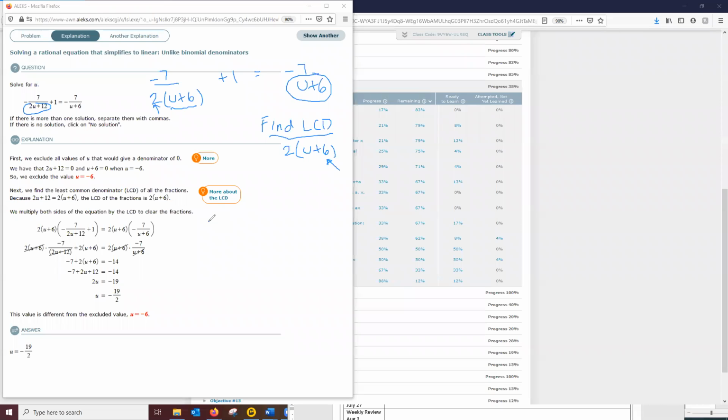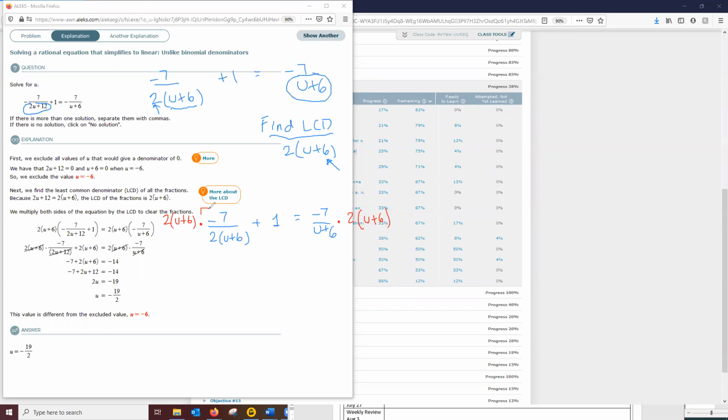So let me go ahead and take this equation. Here's the starting equation. And I'm going to multiply both sides of this equation by the least common denominator. So I'm going to multiply this side by 2 times u plus 6, and I'm going to multiply this side by 2 times u plus 6. All right, let me do it.